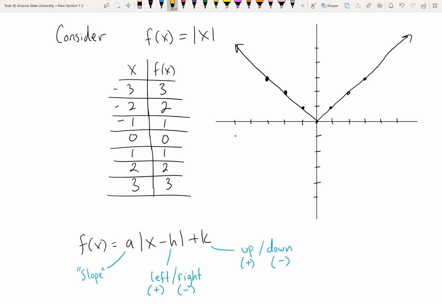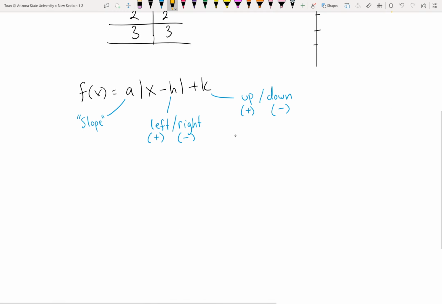When we figure out this up, down, left, right, what point do we move? I find it easier to focus on the vertex. So what we're going to do when we sketch these absolute value functions is start at the origin, move the vertex according to our equation, and then produce this V shape. Let's take a look at a few examples.